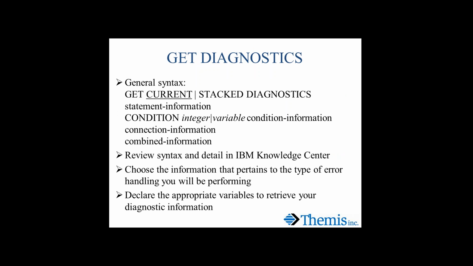Now the key in Native SQL to getting detail about the condition that occurred, especially your SQL exceptions, is by using the GET DIAGNOSTICS statement. So with the GET DIAGNOSTICS, we can retrieve four different levels of information. We can get statement level information. We can get information about the condition that occurred. We can get information about your connection, and we can get combined information from DB2.